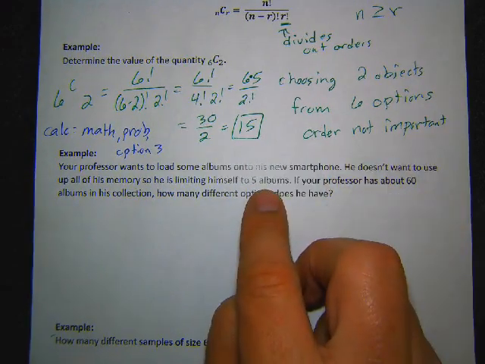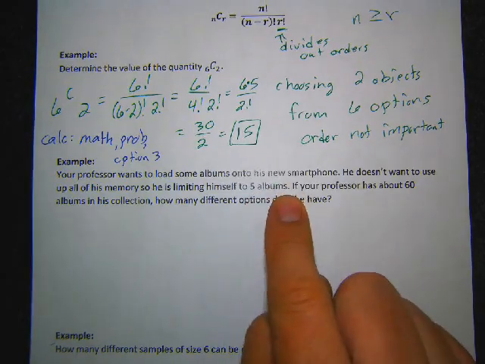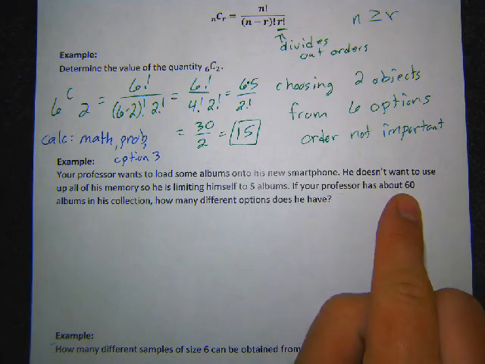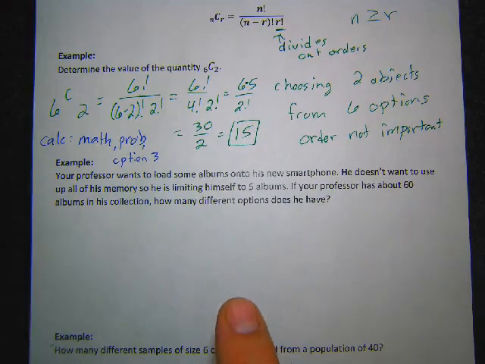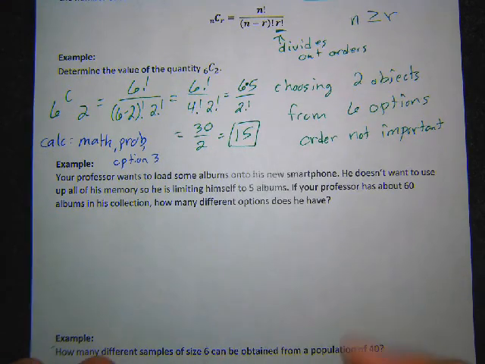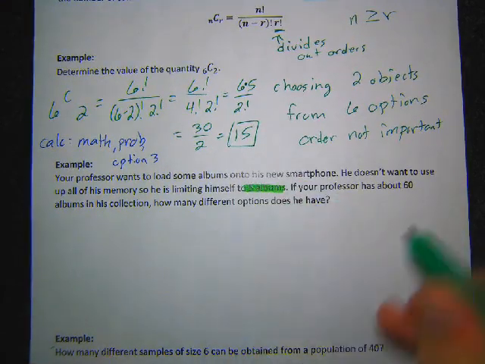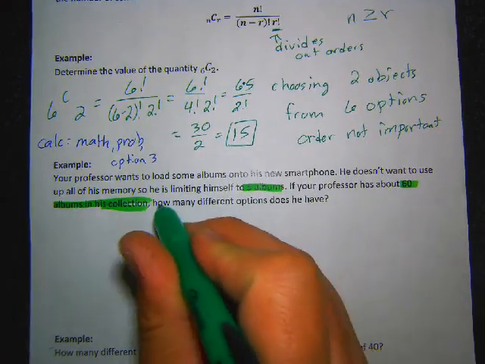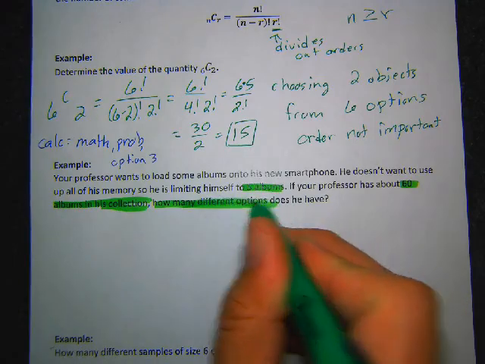CDs is what I got them as, but albums. I'm going to put 5 on my smartphone. If I have 60 albums in my collection to choose from, how many different options do I have? I'm choosing 5 albums out of the 60 in my collection. How many different options do I have?